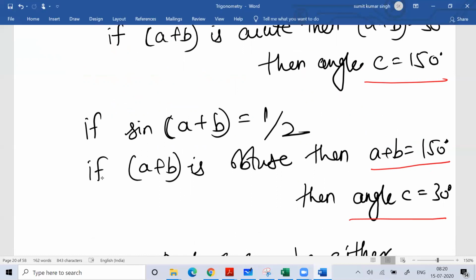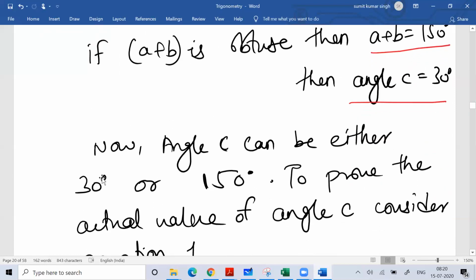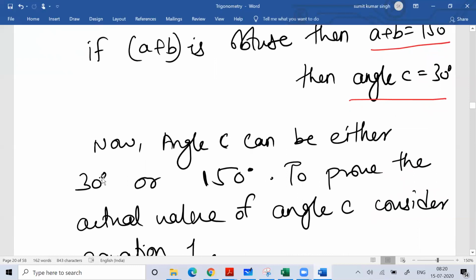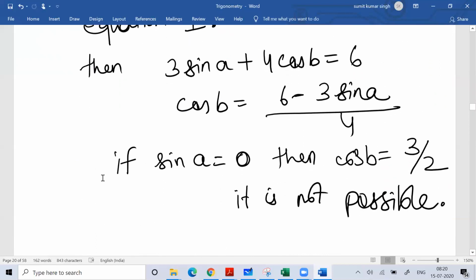Fine. So once you understood this, now there would be confusion in our mind about what is the value of angle C. Is angle C 150 degrees, or is angle C 30 degrees? To find the actual value of angle C, you can consider the first equation. If you consider it, you will not get any result.